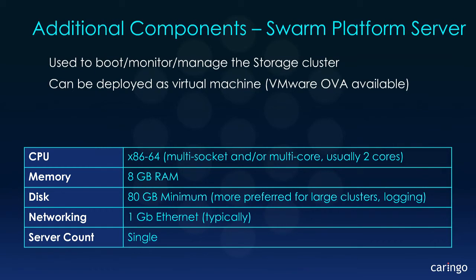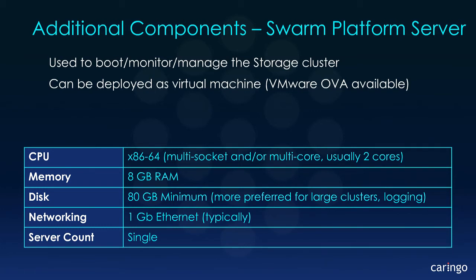So what are some of the additional components on top of Swarm storage that you may plan to deploy, and what do their hardware requirements look like? In the case of the Swarm Platform Server, it is basically the management server. It's responsible for booting, monitoring, and managing the storage cluster proper. This can be deployed as a virtual machine. It does not have to be physical equipment, although you can deploy it that way if you want to. And we even make a VMware OVA available to deploy it in this fashion.